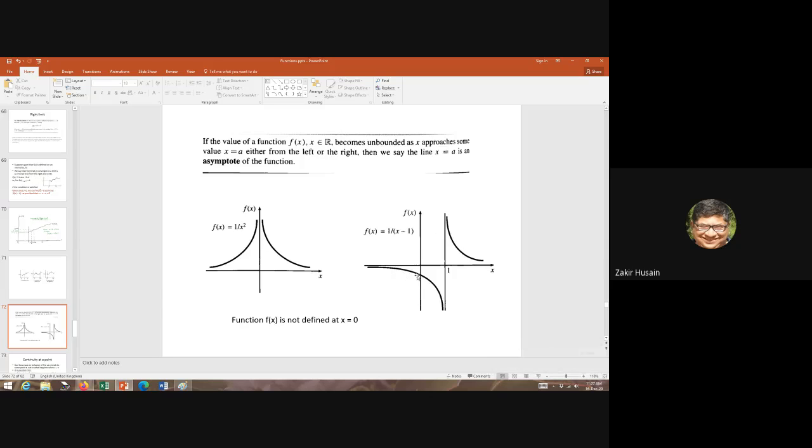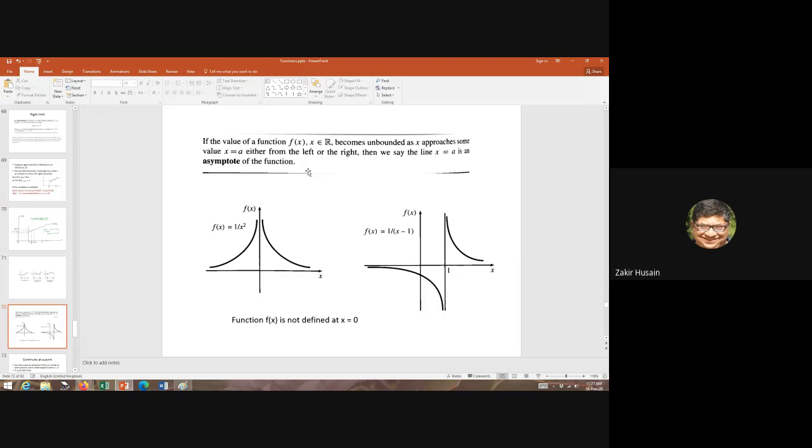So as x is going up, we are moving towards the right limit. We are approaching minus infinity. Here, as we are approaching the left limit, it is approaching plus infinity.